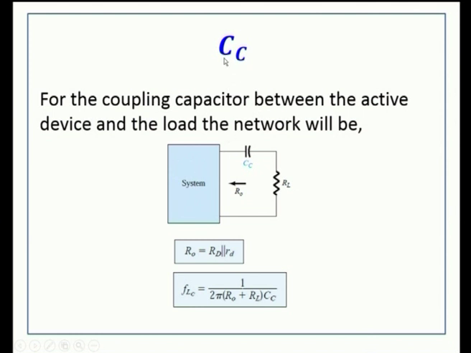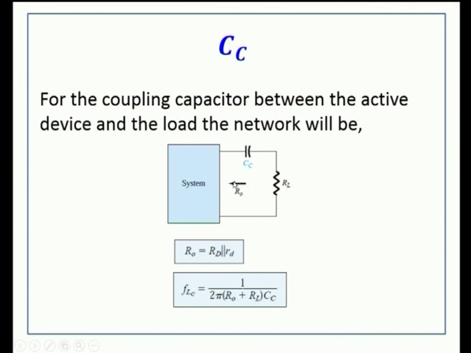This is the block diagram or circuit network due to the effect of the coupling capacitor at the output side, that is CC, at the output side of the network, connected in between the output side of the network and the load resistance. And because of this CC, what is the effect on the lower cutoff frequency? It is derived as 1 by 2 pi (RO plus RL) into CC. So here what is RO? That is the output resistance.